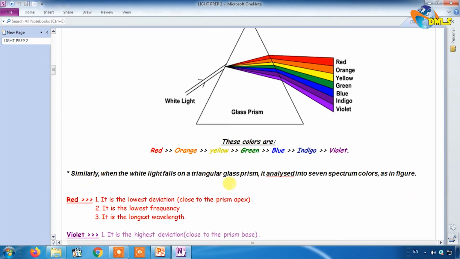Similarly, when the white light falls on the triangle glass prism, it is also analyzed into 7 spectrum colors, as we see here in this picture.